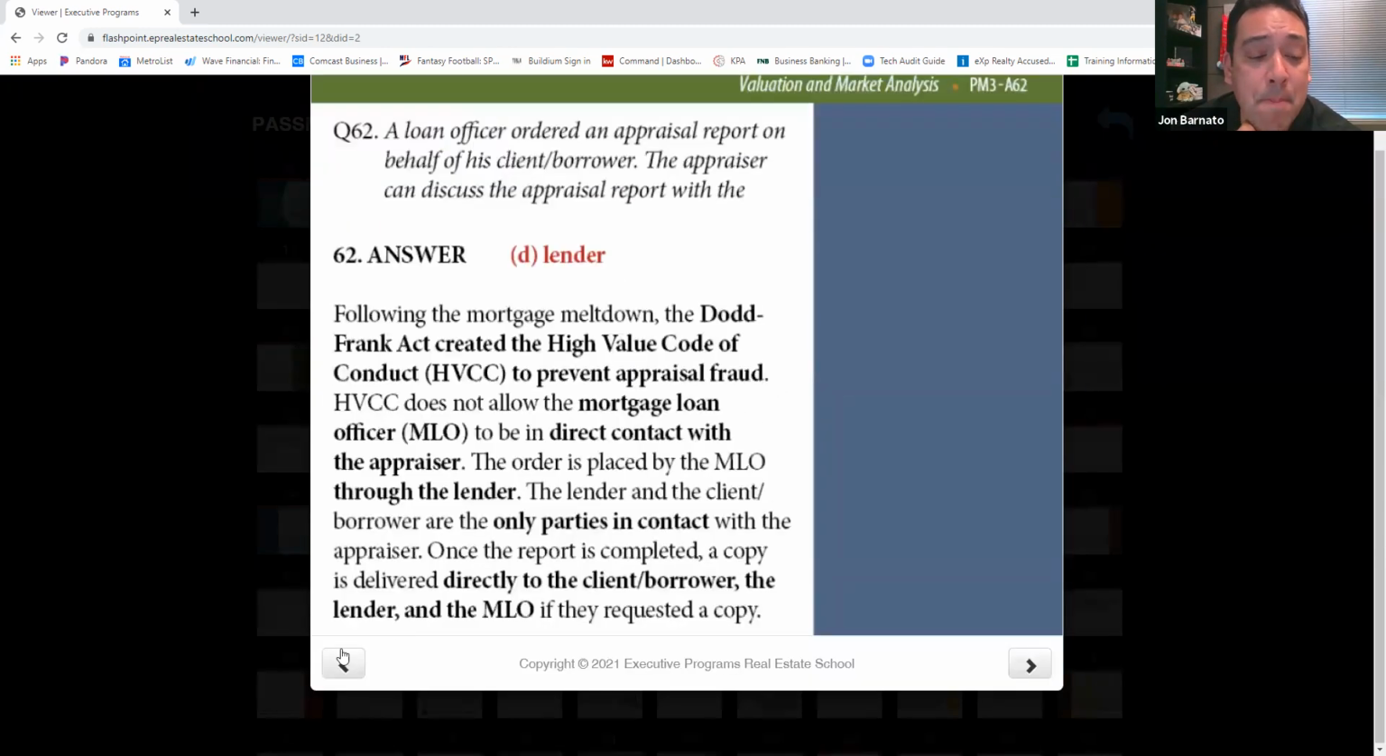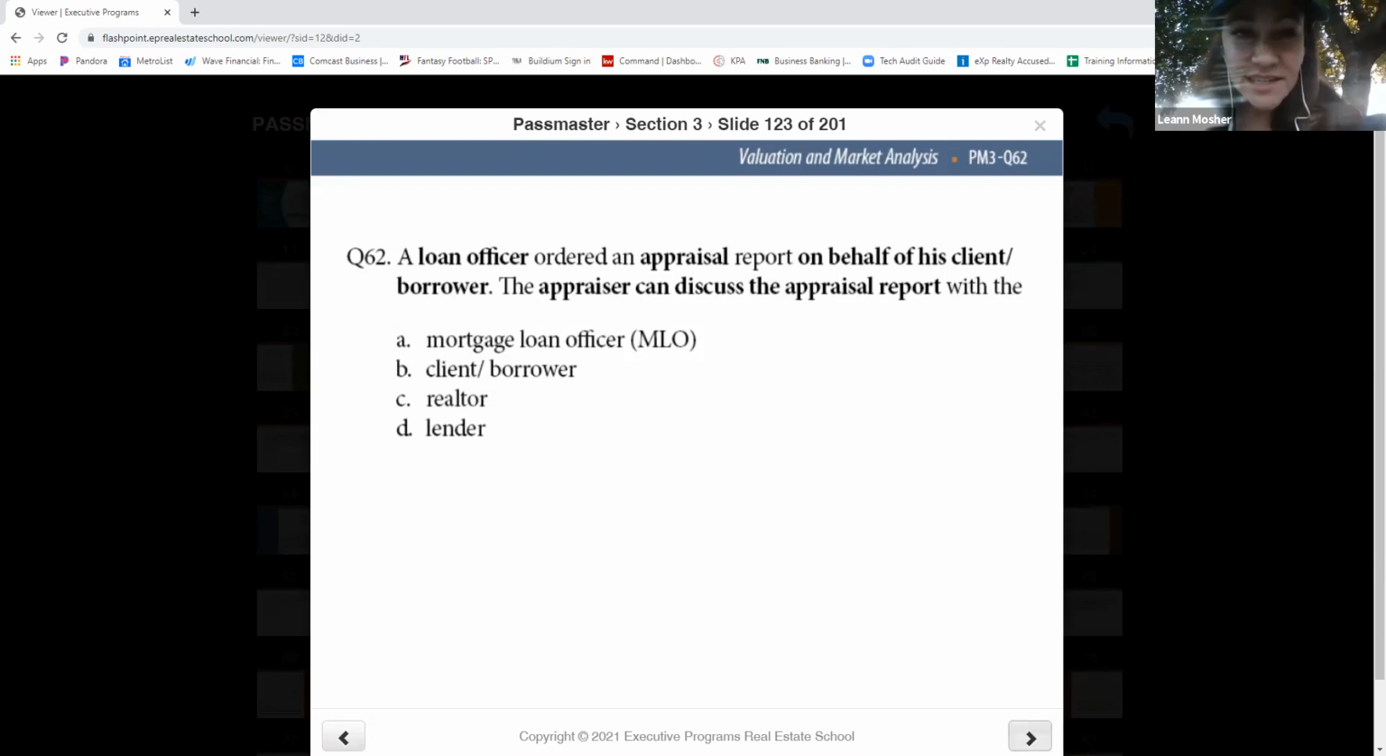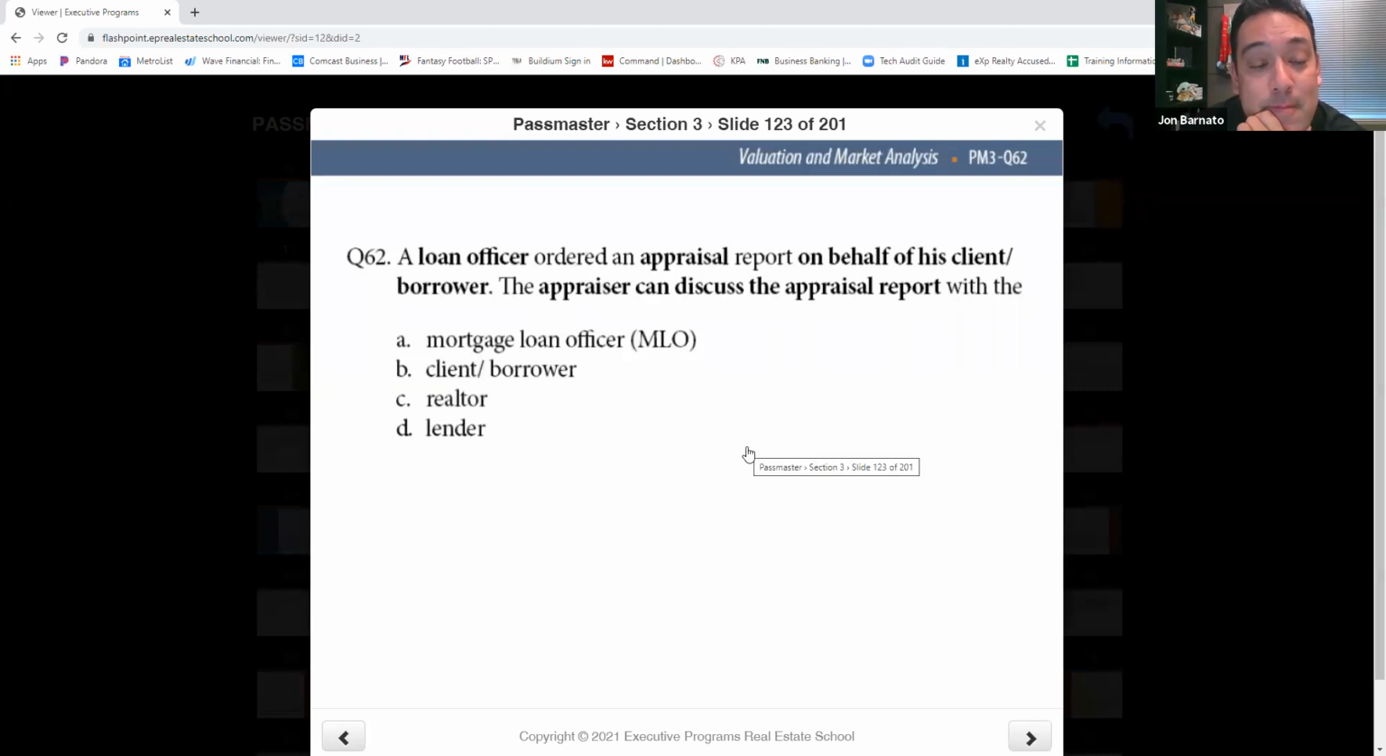No, correct, it is the lender. Why is it the lender? Because they need to see it to approve the loan, to make sure that the house has value to loan that money. So how does the mortgage loan officer get paid? They have to determine loan to value. No, the mortgage loan officer gets paid if the loan closes. If the loan doesn't close, they're not going to get paid.